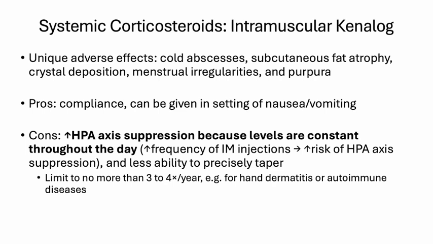However, there are also disadvantages. Intramuscular Kenalog tends to cause more HPA axis suppression than oral corticosteroids, and this is because it maintains constant levels throughout the day, and more frequent injections increase this risk. Additionally, it's more challenging to precisely taper the dose compared to oral medications. Given these factors, it's recommended to limit Kenalog injections to no more than 3 to 4 times per year.